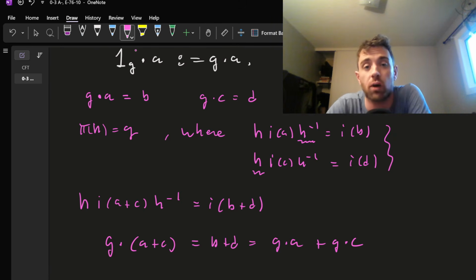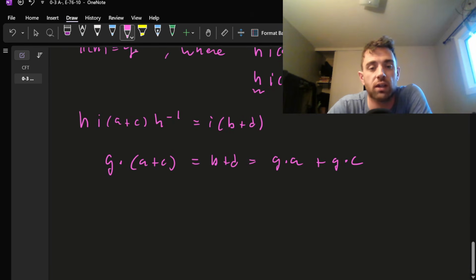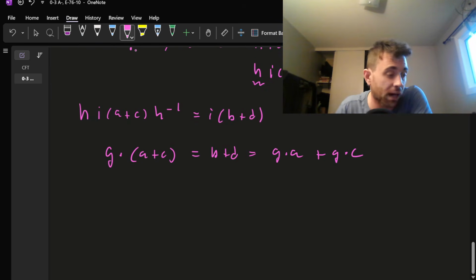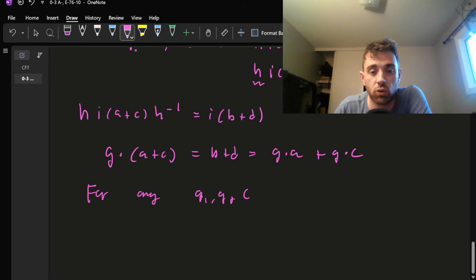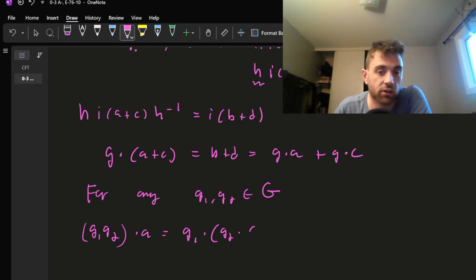And moreover, I'm claiming that this is a well-defined G action, so it should also be the case that this is compatible. What do I mean by that? I mean that for any G1, G2 in G, what we want to show is that G1 times G2 acting on A is the same as G1 acting on G2 acting on A.